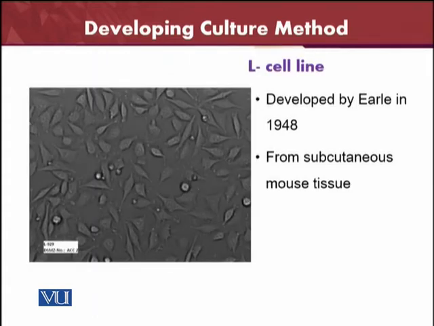There are different kinds of cell lines which are available, and which we use these days for culturing. These are the L cell line, the HeLa cell line, and some other cell lines. We will see them one by one. The L cell line was developed by Earle in 1948 from subcutaneous mouse tissue, and you can see from the picture below why we call it the L cell line.